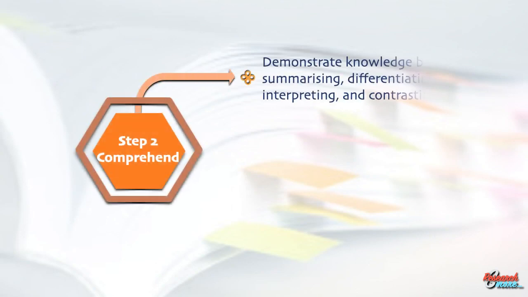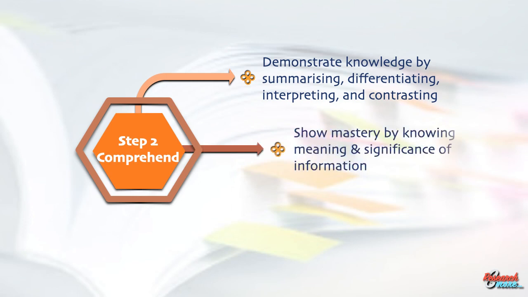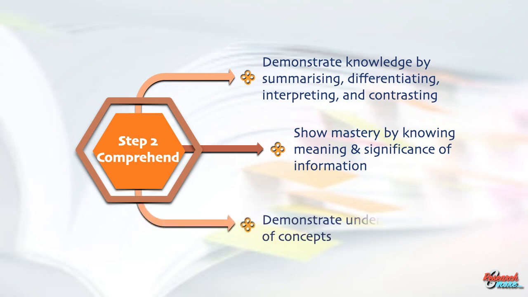We demonstrate comprehension using activities such as summarizing, differentiating, interpreting, and contrasting. At this level of mastery, we have to demonstrate that not only can we repeat what was included in the article, but also know the meaning and the significance of the information being reported. Comprehension shows your ability to understand the concepts.